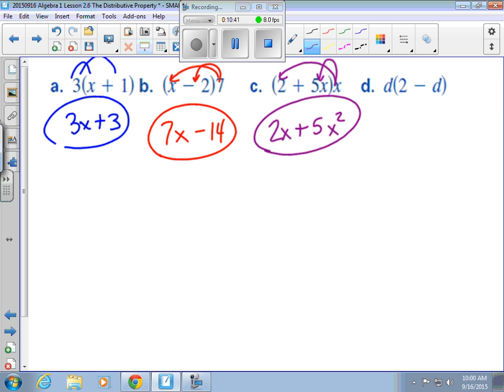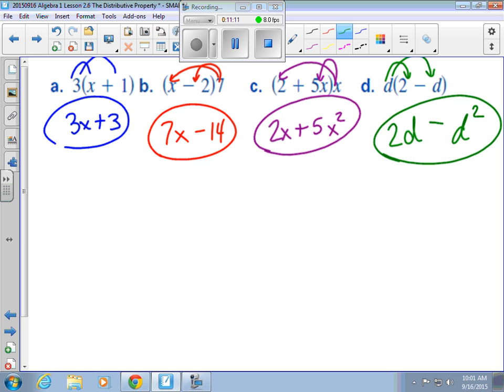And then one more. d times 2 minus d. d times 2, 2d. d times negative d, negative d squared, since it's d times d. 2d minus d squared. Again, you can't put those two together, even though they both have d, because one of them is to the first power, one to the second power. Like terms have the same variable to the same exponent. Beautiful.